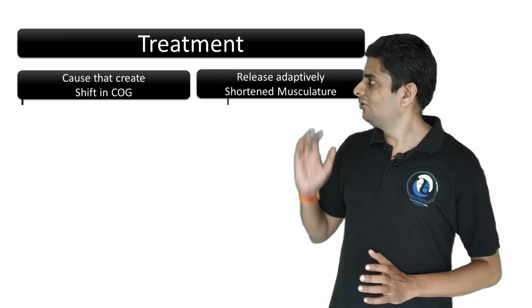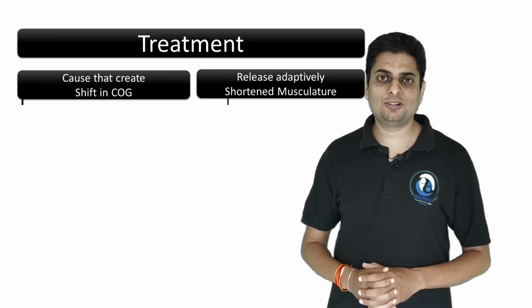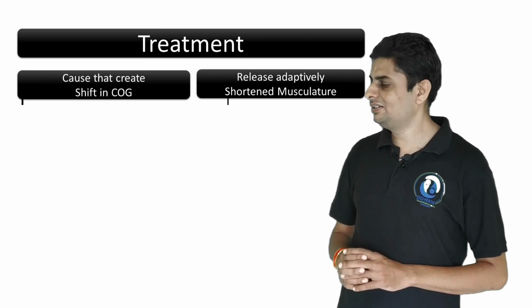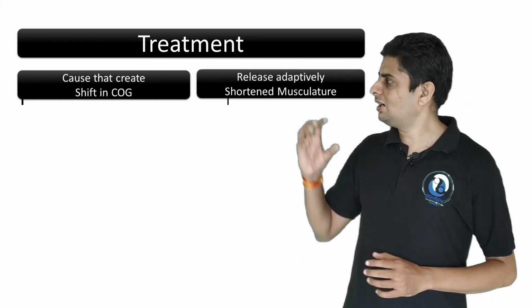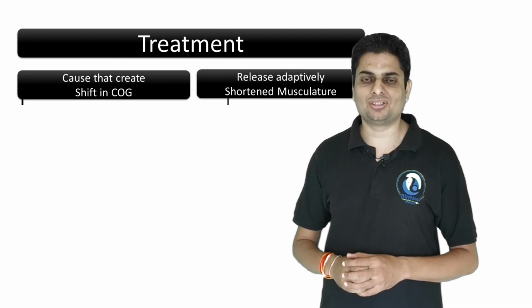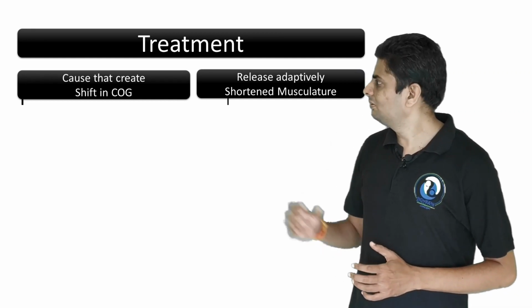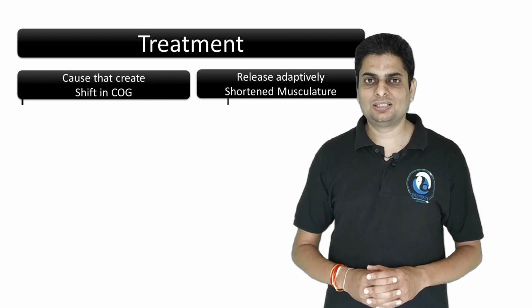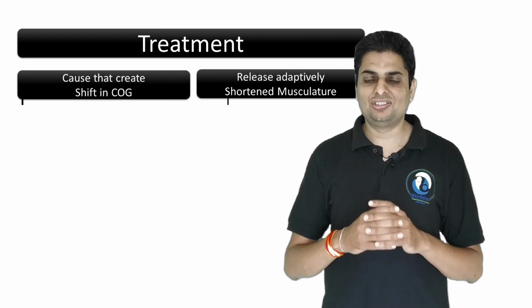For the sake of understanding, we divide the treatment part into two sections. First, treatment for the cause that creates a shift in COG, and second, releasing the adaptively shortened or tight musculature. So let's start with the first part, that is treatment for the cause that creates a shift in COG.